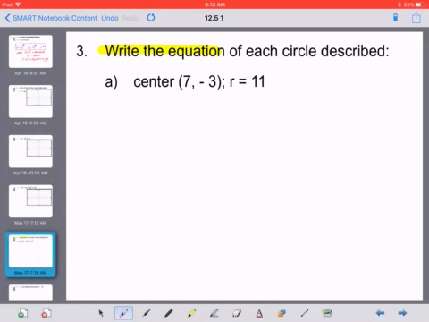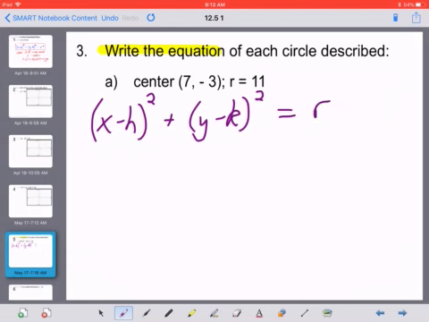So if we're trying to write the equation of a circle, it's probably helpful then to remember that the general form or standard form for the equation of a circle was (x minus h) quantity squared plus (y minus k) quantity squared equal to r squared. So, in this problem, they've told us what the center of the circle is, and they've told us the radius. And if you remember that the center is given by the ordered pair (h, k), then we've already got all of the information that we need in this problem.